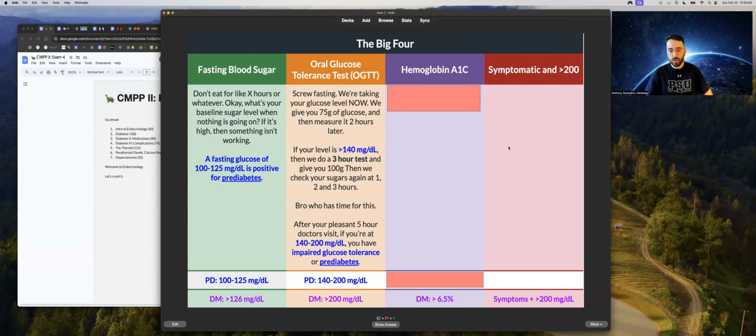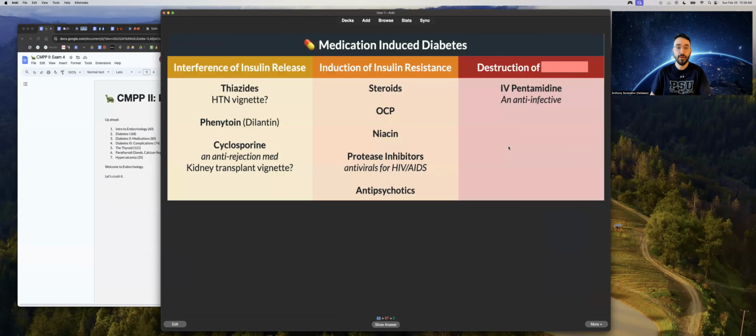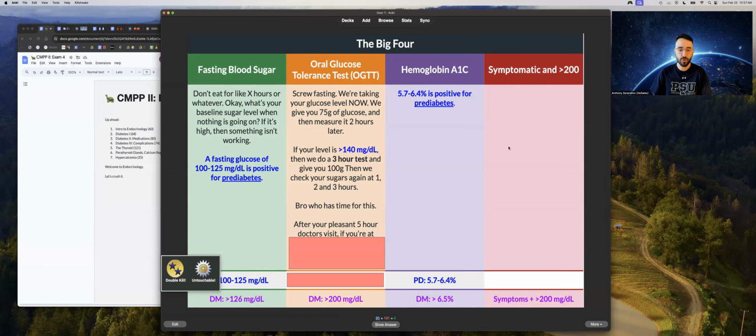All right, what's a positive A1C for prediabetes? That's a great question. Isn't it 5.7 to 6.4? Let's go, baby. All right, destruction of beta cells. This is going to be our most severe medication-induced diabetes. Yeah, that's nuts. IV pentamidine. It's an anti-infective. I don't know exactly what it's for.